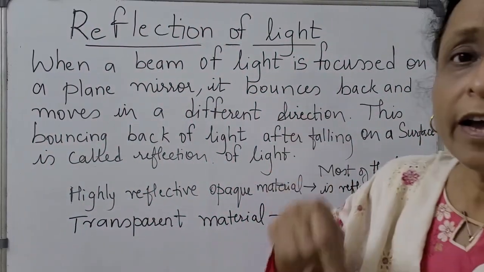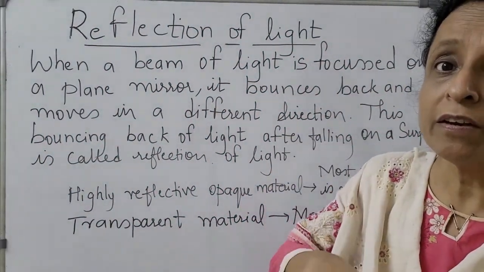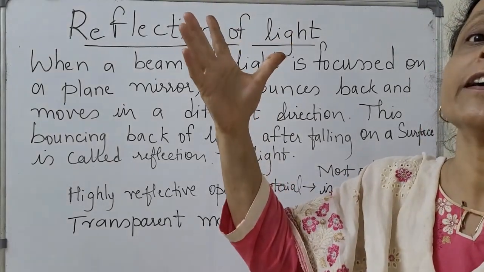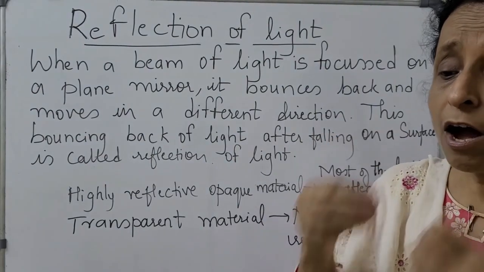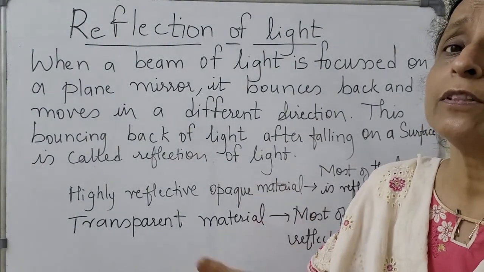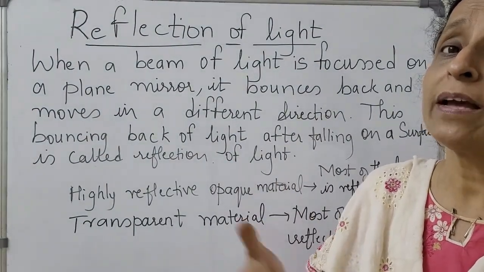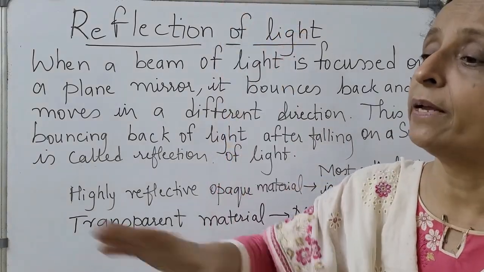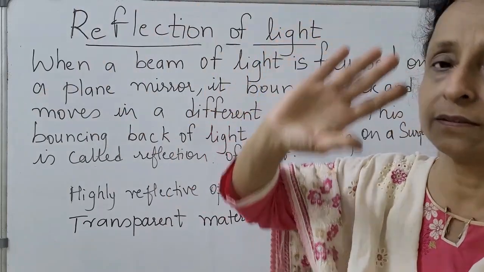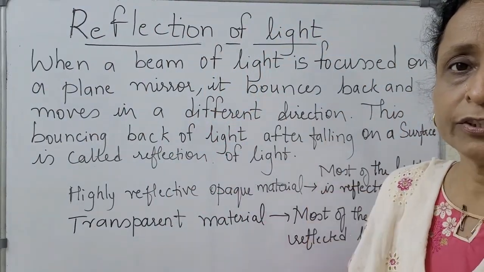When a beam of light is focused on the plane mirror, it bounces in all directions. That is reflection of light. So, how much it is reflected depends upon the surface. If it is an opaque and highly reflective surface, all the light will be reflected. But if it is plain, then all the light will pass through. There will be no reflection.